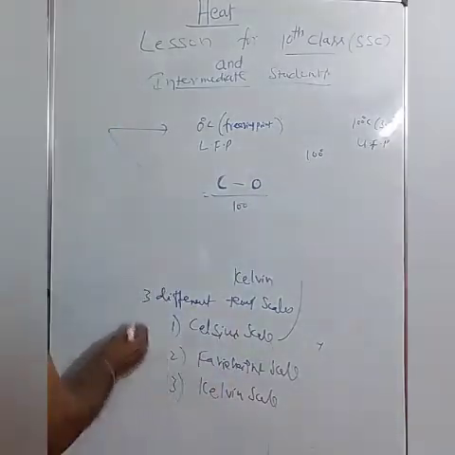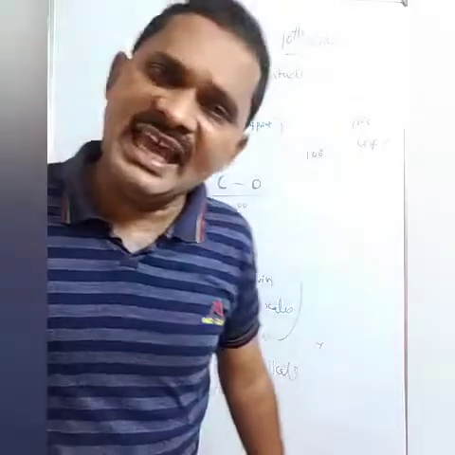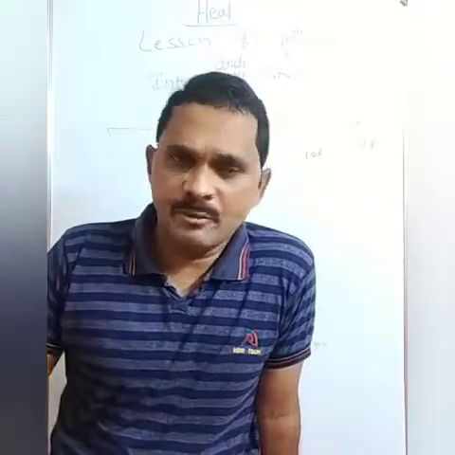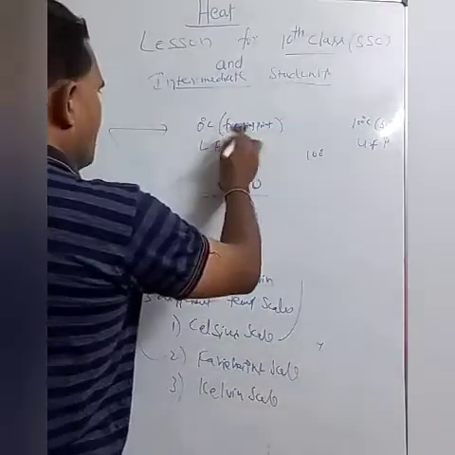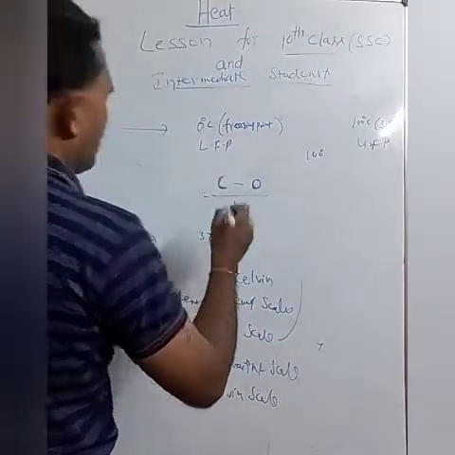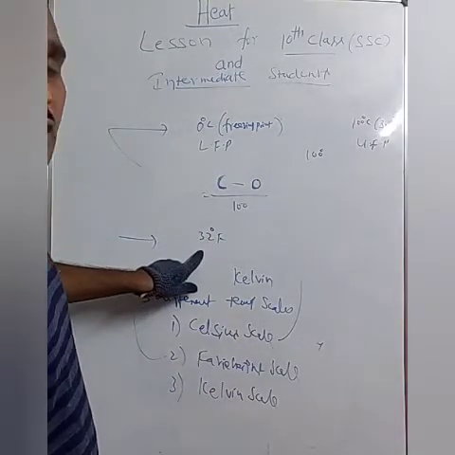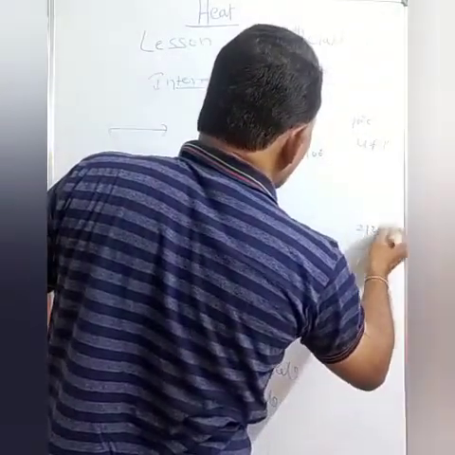After that, we have to define the Fahrenheit scale. What is the Fahrenheit scale? Again, this is also a scale. It has a starting point and an ending point. Here also we consider water. The freezing point of water in Fahrenheit is equal to 32 degrees Fahrenheit. It is 212.